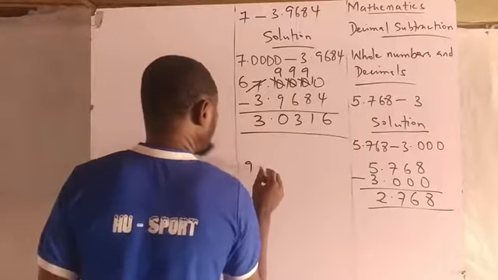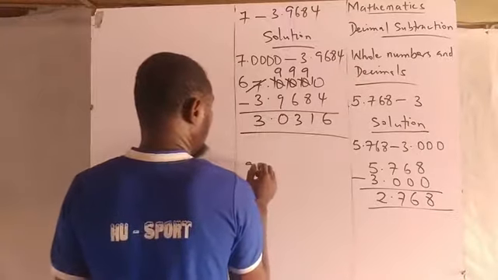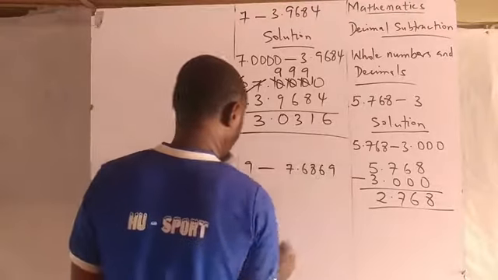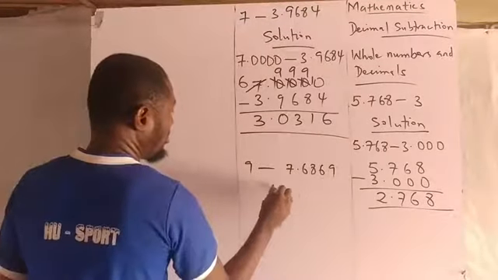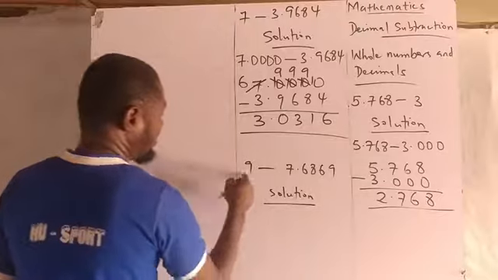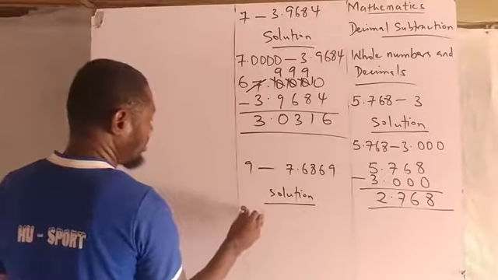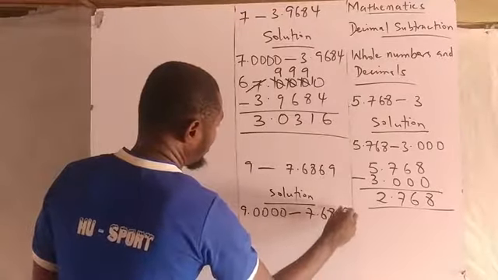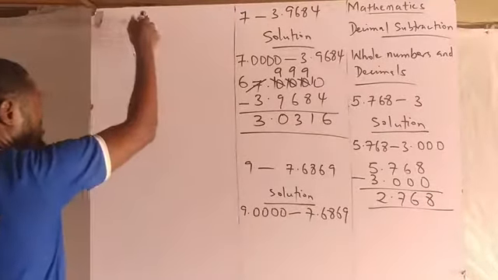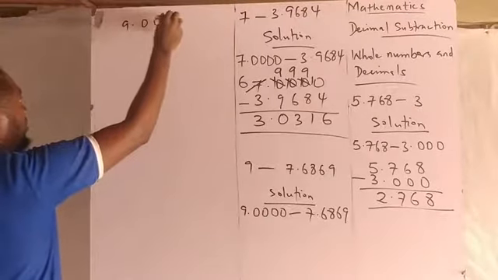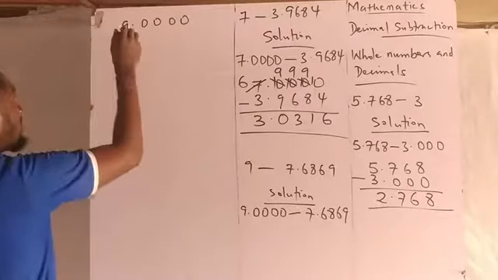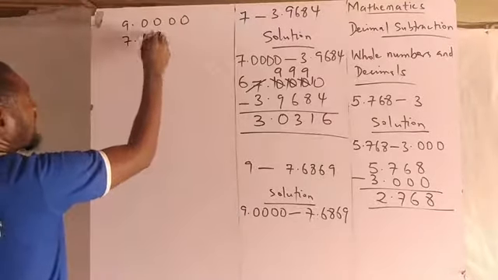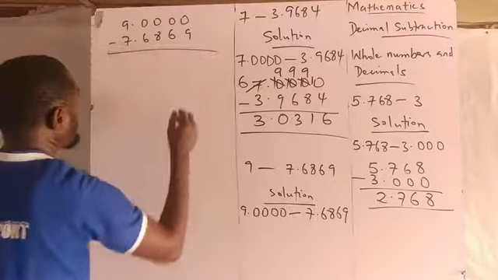9 take away 7.6869. Solution. Express 9 as a 4 decimal place number. 9.0000. Take away 7.6869. Let's work with that here. That'll be 9.0000. Put your point. Before the point, you have 7. And you have 6869. Put your minus sign.